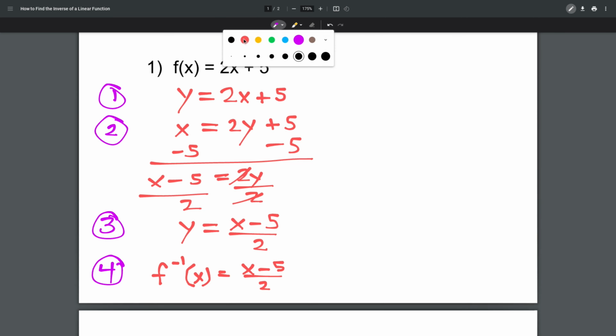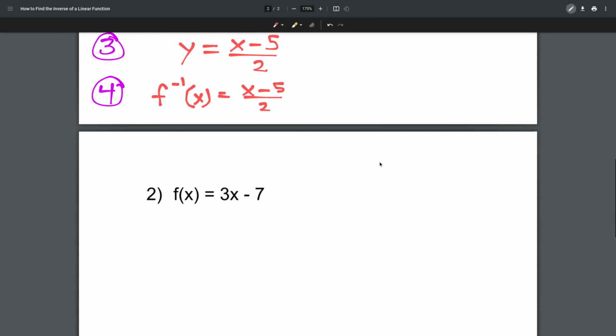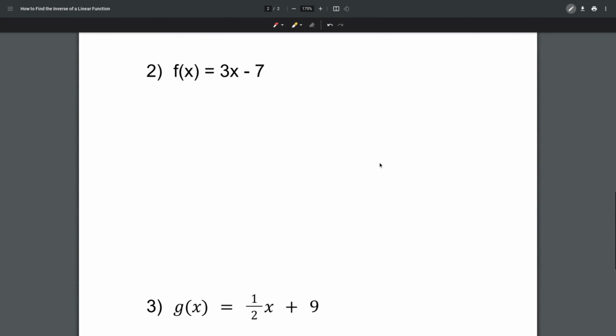Okay, let's go now down to another problem, see if you got it. And what you might want to do is pause the video at this point, see if you can figure out what the inverse function is, write the function or the inverse function with the correct notation, and also smash that like button. Okay, let's go.